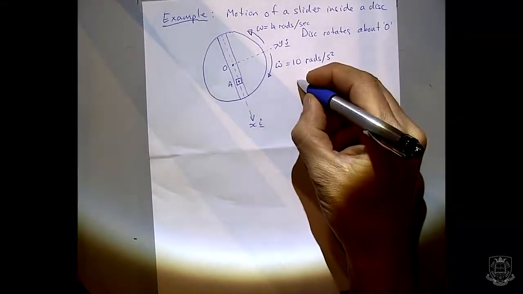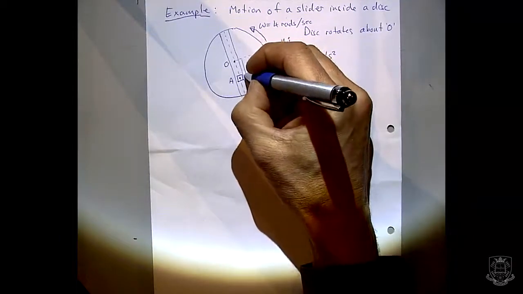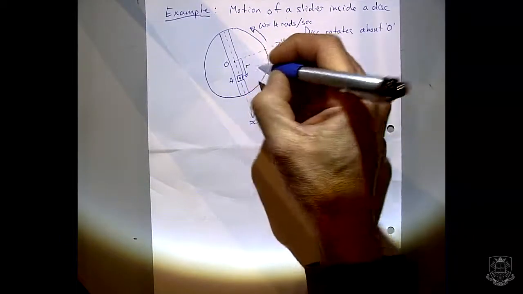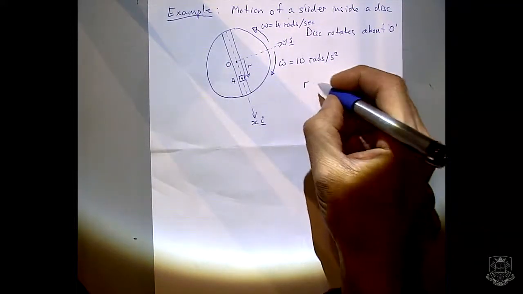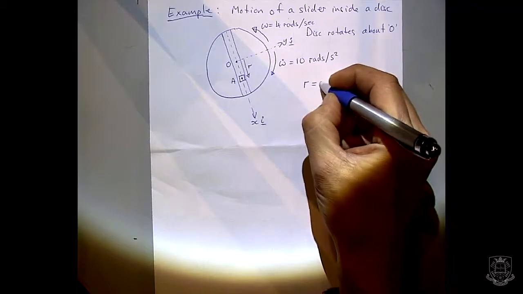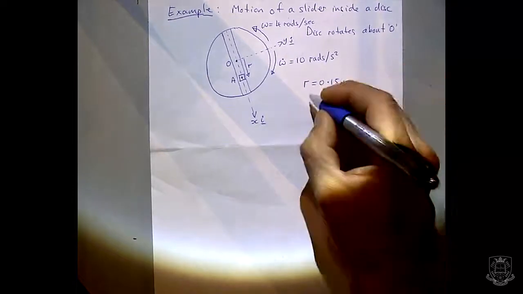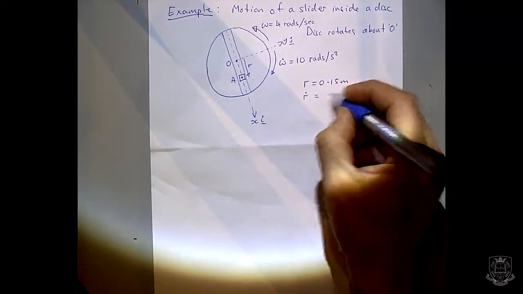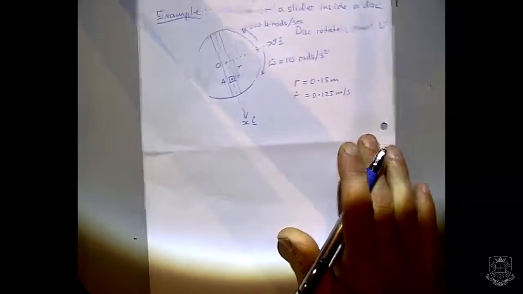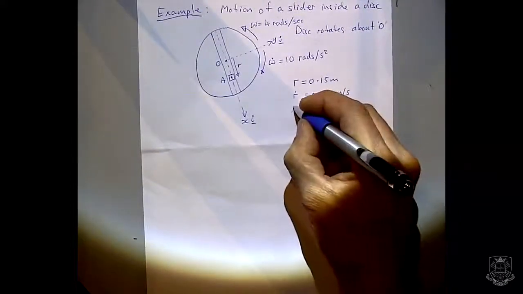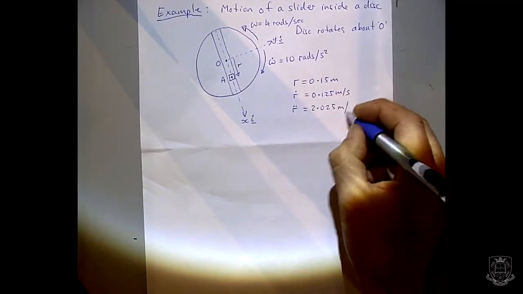And we're given the following information about the slider. The slider is assumed to be at a distance r from the origin. And we're told that r is equal to 0.15 meters, and then r dot is equal to 0.125 meters per second. And r double dot, the acceleration of the slider, is equal to 2.025 meters per second squared.